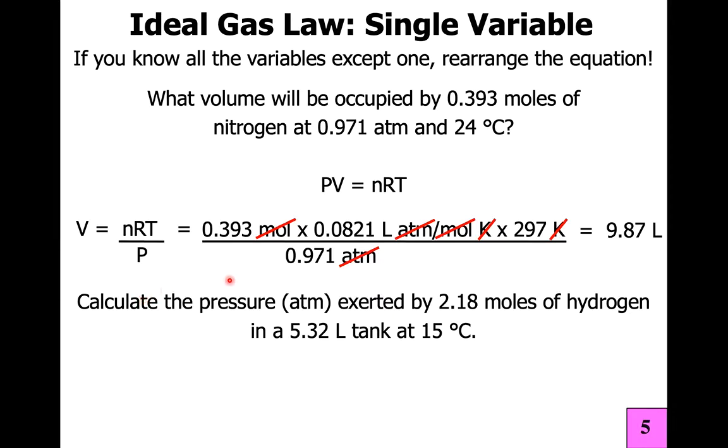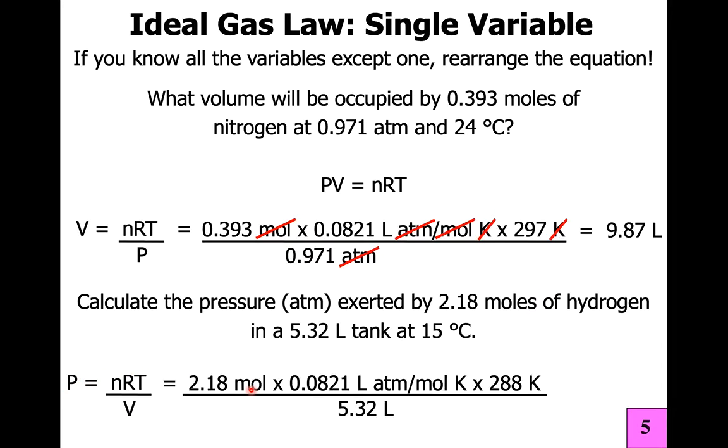Okay, and this one will calculate the pressure in atmospheres exerted by 2.18 moles of hydrogen gas in a 5.32 liter tank at 15 degrees C. So now instead we're solving for the pressure. We just go into the problem and pick out the pieces that we need, making sure to convert the temperature into Kelvin, and put it into the calculator, and there we get our pressure instead.